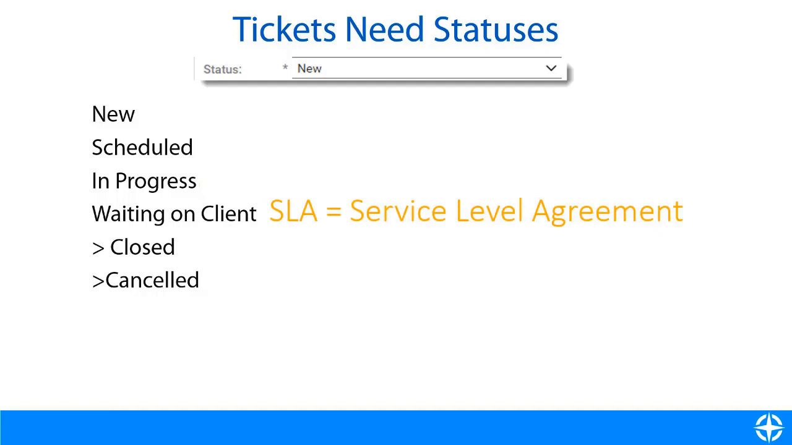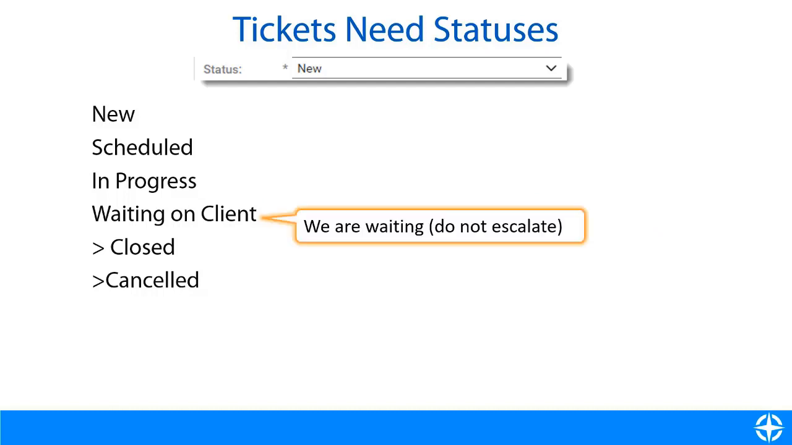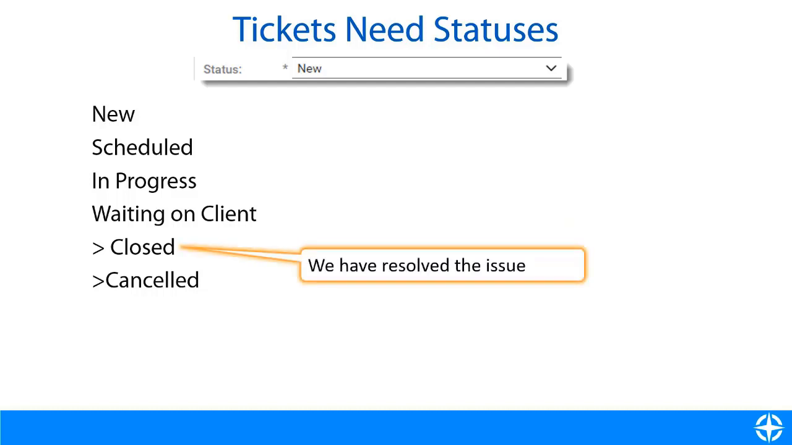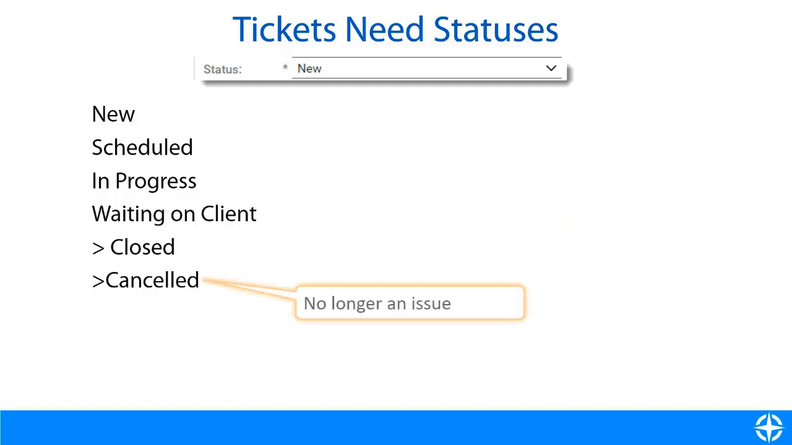Statuses can also measure your target timeline for responding to a ticket, known as SLA or Service Level Agreement. If the timeline is out of your control while you are waiting for a client's response, the SLA time clock can pause during this status. Closed means we have resolved the issue, while canceled indicates it's no longer an issue.